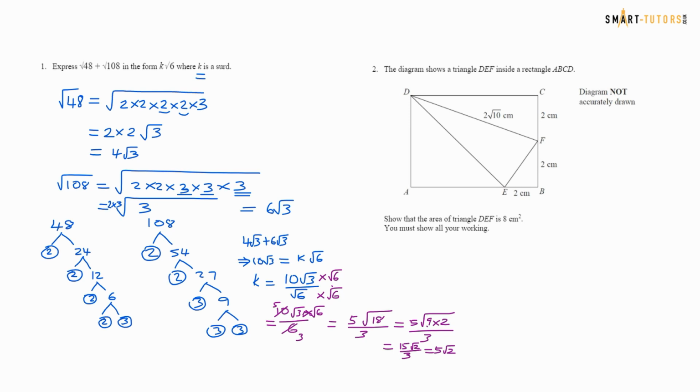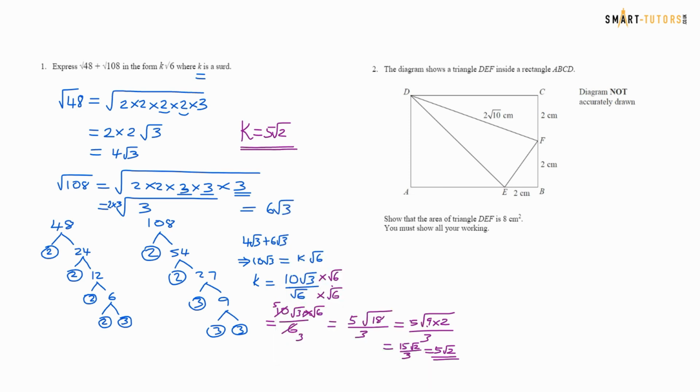So 5 and 3 root 18. So root 18 can be 9 root 2. So 3 times 5 is 15 root 2 over 3. So 5 root 2. So that is the form for the answer. So k equals 5 root 2. So that is the answer.